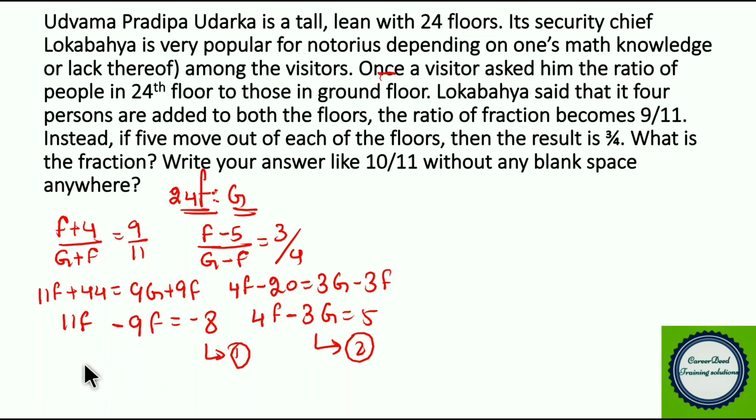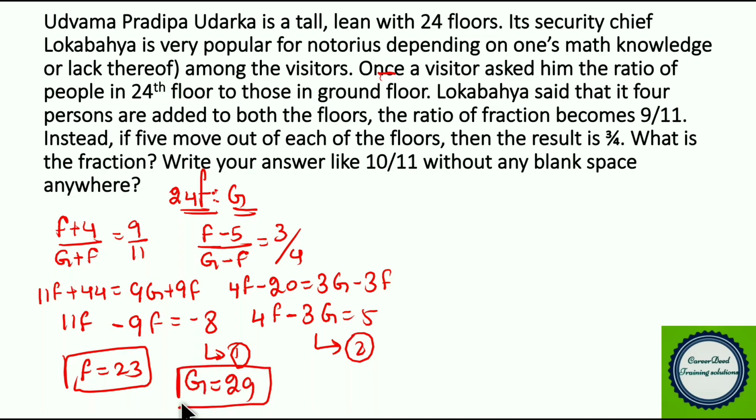So you will get the value of F equivalent to 23. And if you substitute the value of F in any one of the equations, you will get the value of G. So the value of G will be 29. You have to write the answer in the format of 10/11. Here on the 24th floor, we have 23 people, and on the ground floor, we have 29 people. So the answer for this question is 23/29. Since the simplification is so simple, I haven't worked it out, but the answer is 23/29.